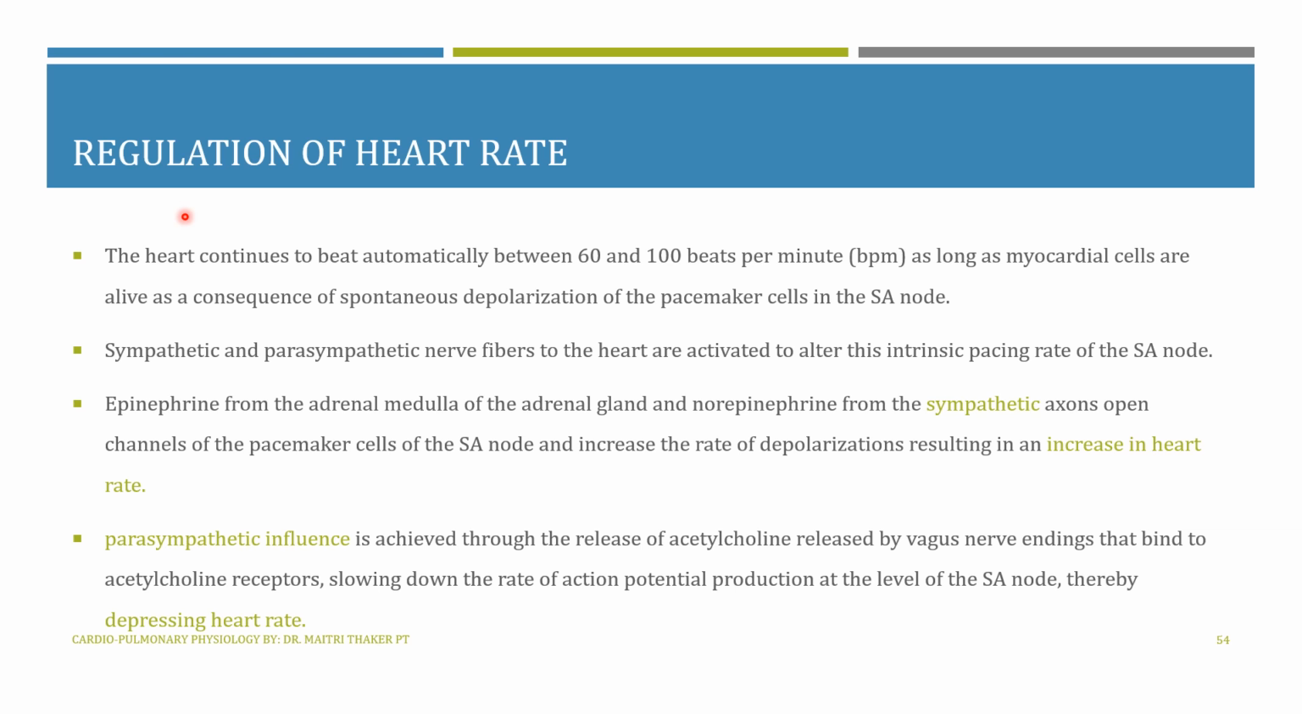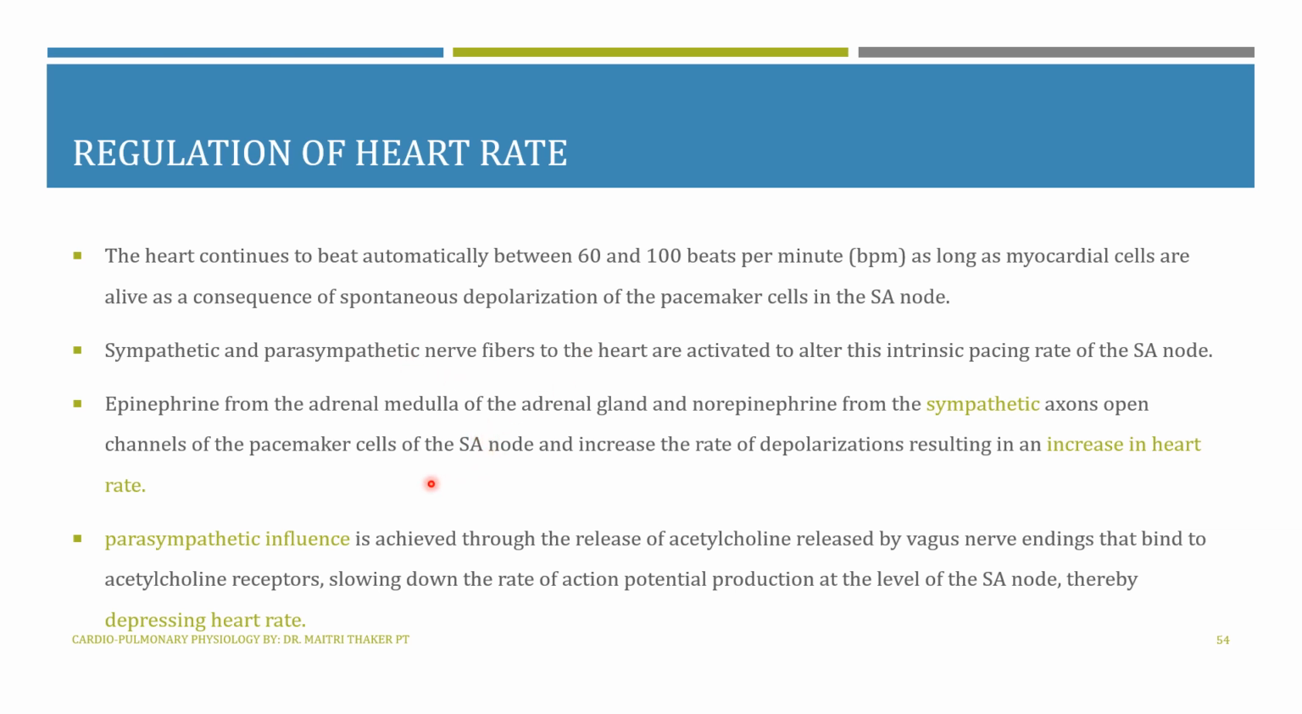See, normally in day-to-day activity, the heart maintains its rate on its own, that is 60 to 100 beats per minute. But whenever we do some activity, the heart rate needs to be changed. It cannot be the same all the time. So how does this heart rate get changed? It is influenced by the autonomic nervous system, that is our sympathetic and parasympathetic nervous system. So let's see how that happens.